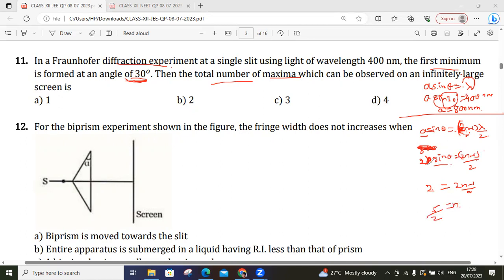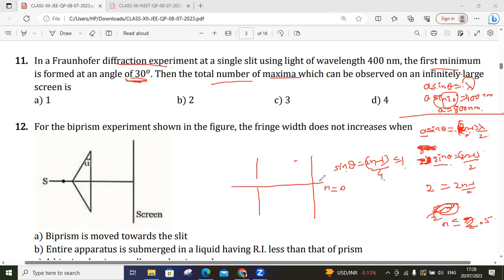So sine theta is equal to 2n minus 1 divided by 4. Sine theta is always less than or equal to 1. So you will get n less than or equal to 5 by 2, that is 2.5. So in the diffraction pattern, n equal to 0 is possible, n equal to 1 is possible, n equal to 2 is possible, n equal to 3 is not possible, it is more than 2.5. n equal to minus 1, n equal to minus 2 is possible. Beyond that, no, right? So 5 maxima are possible. Total number of maxima are 5.